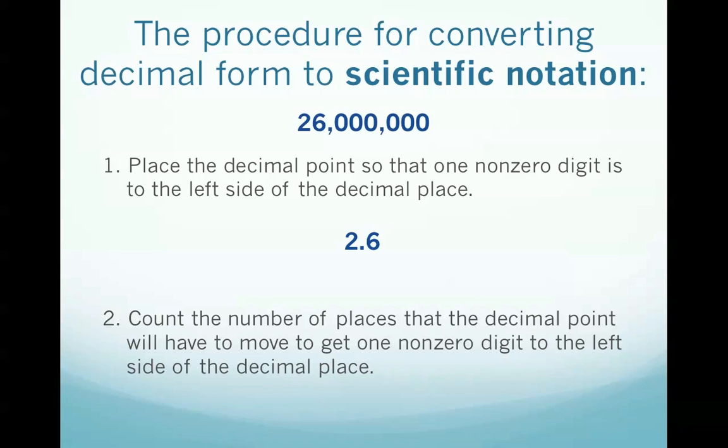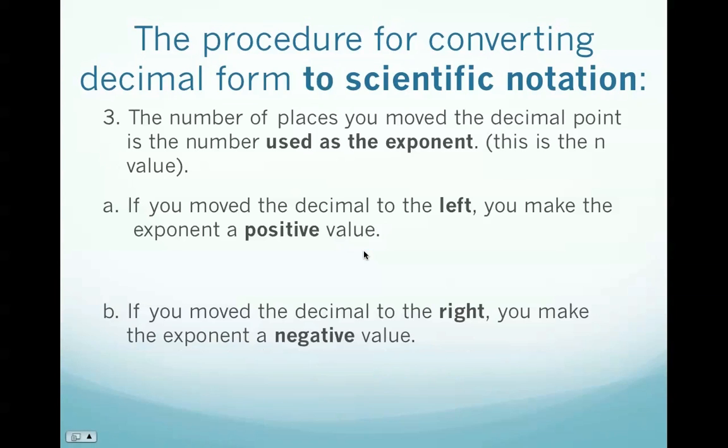Count the number of places that the decimal point will have to move in order to get to that new location. Starting with 26 million, it's going to take me 1, 2, 3, 4, 5, 6, 7 times to jump to this new decimal place. If we move the decimal point to the left, which we just did, we make the exponent a positive value. So 26 million, which got moved to 2.6, we jump 7 times to the left. Anytime you see a larger number greater than 1, you should be thinking about a positive exponent.